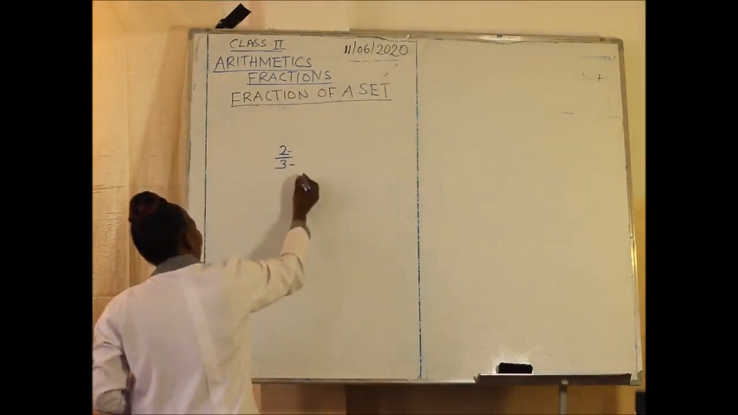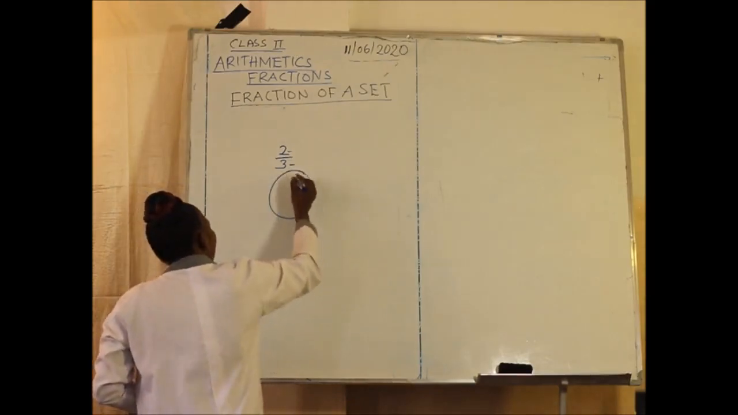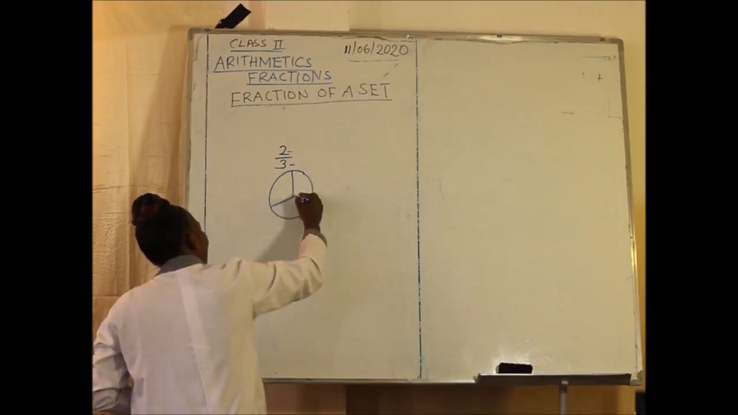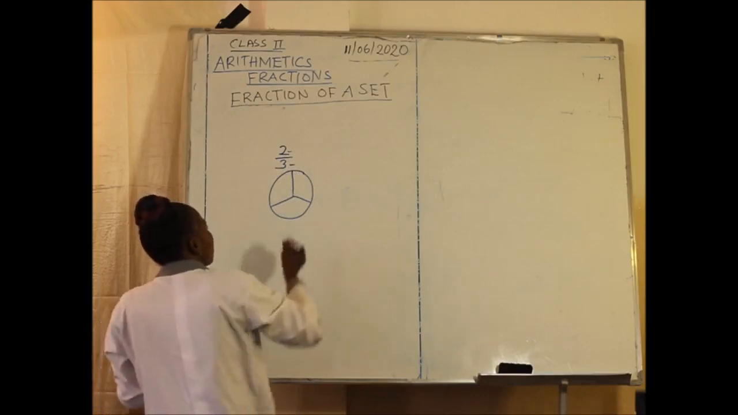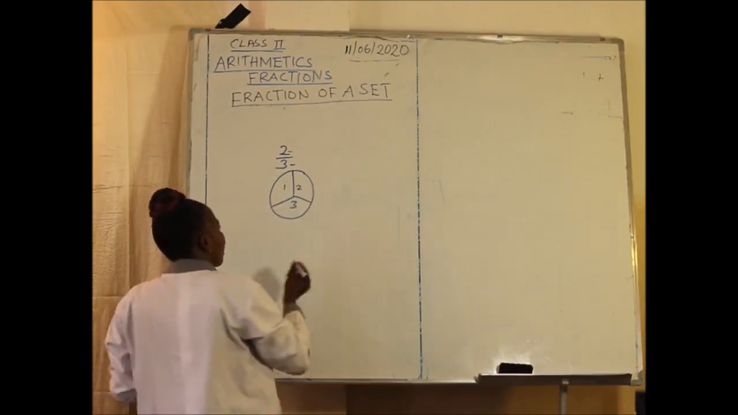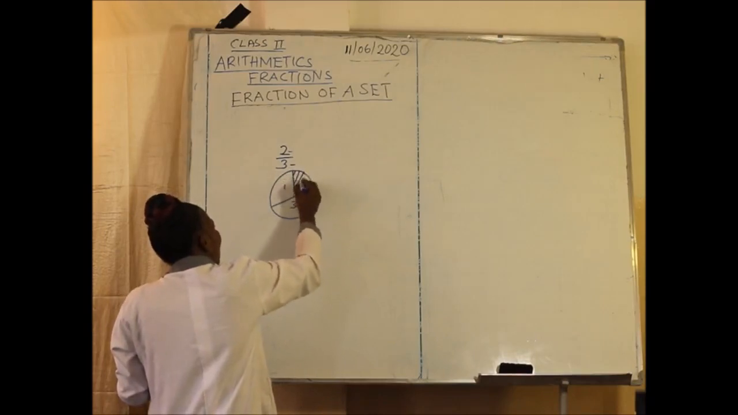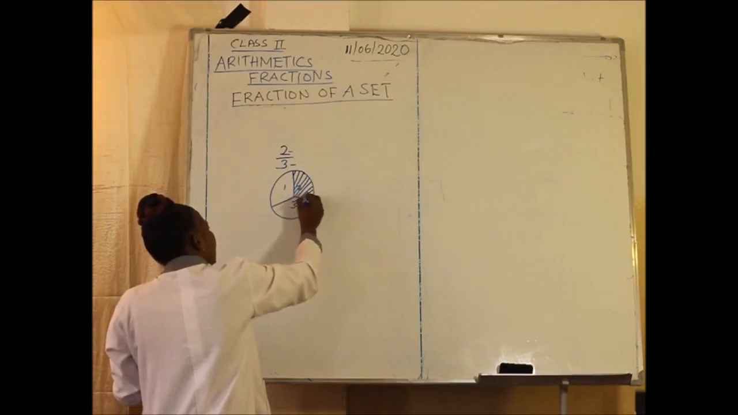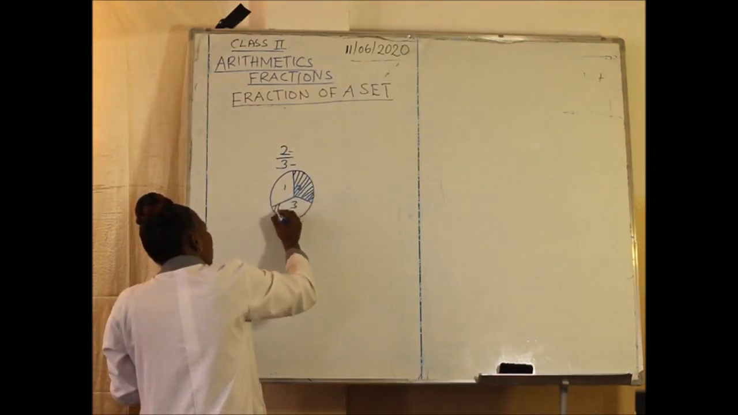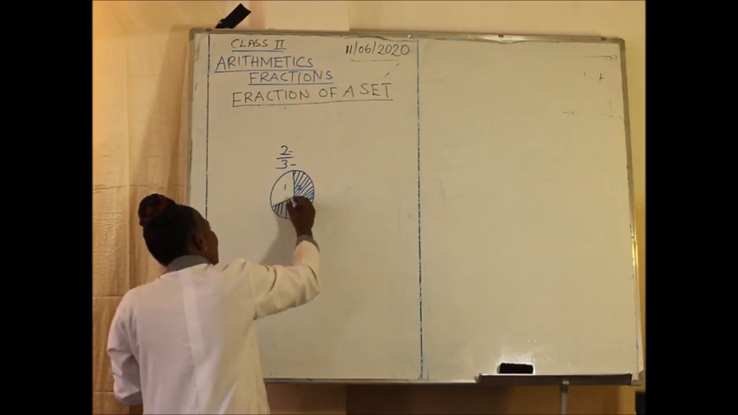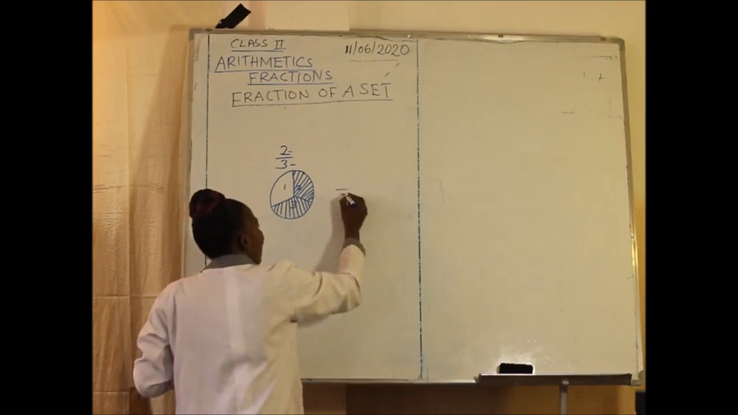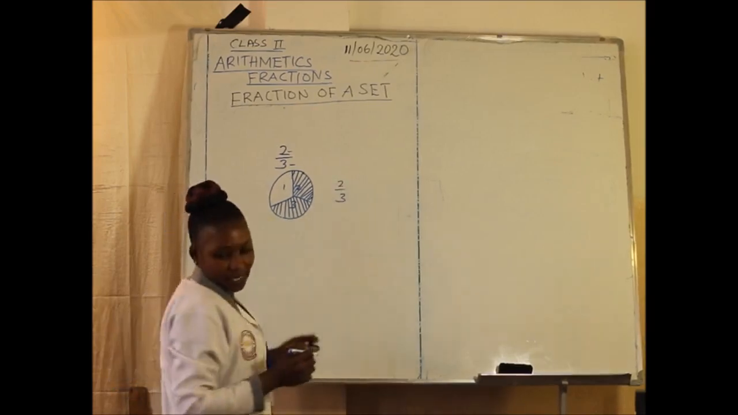I decided to draw something like this. Then I divide it into 3 equal parts: the first part, the second part, as well as the third part. Then out of these 3 parts, I decided to shade 2 parts, whereby in a real thing these parts are no longer here. So if someone asks you the fraction of the shaded parts, you have to tell him or her that the fraction is 2/3. Why 2/3? It means that out of 3 equal parts, 2 parts are shaded or omitted.